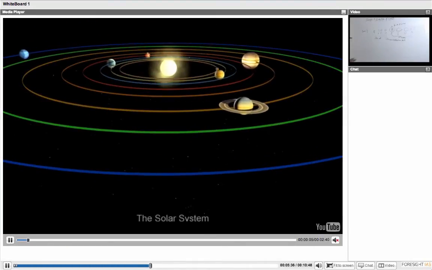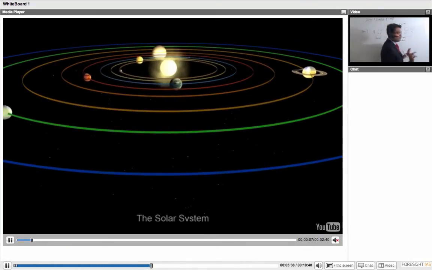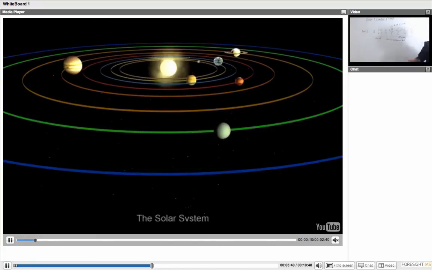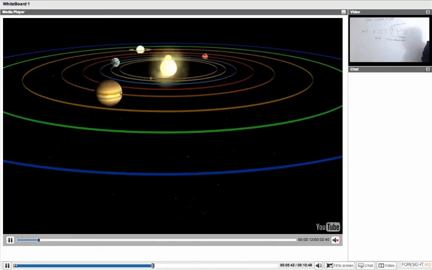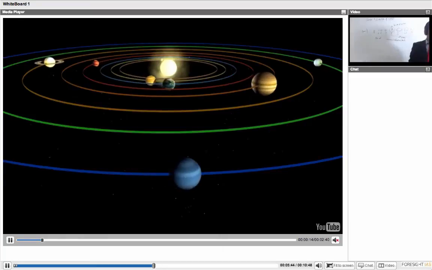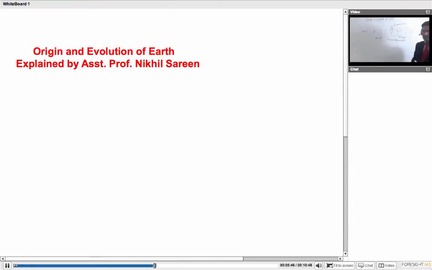Now, as you can easily see, these planets are revolving. Why? Just because of this gravitational pull. Now, let's come back to the class.